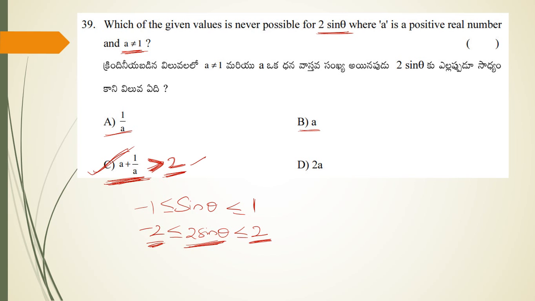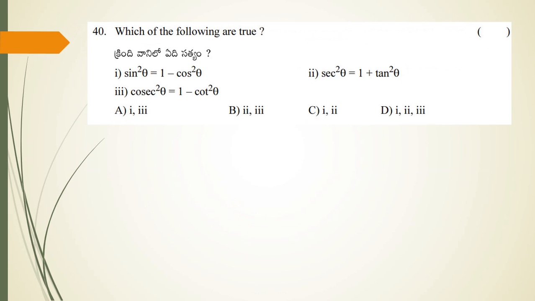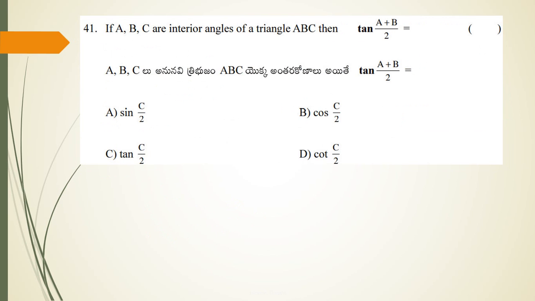Okay. Next, moving on to question number 40. Which of the following are true? Sin square theta is equal to 1 minus cos square theta. This is correct. Secant square theta is equal to 1 plus tan square theta. This is also correct. Cosecant square theta is equal to, it should be 1 plus cot square theta, no? Hence it is wrong. So only 1 and 2 are correct. So option C.